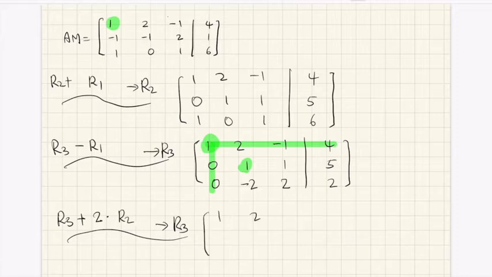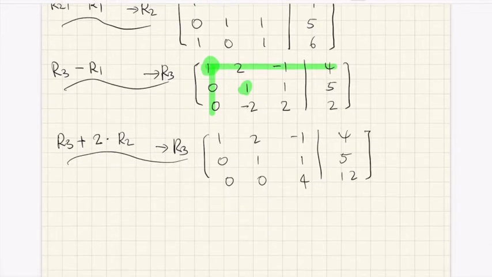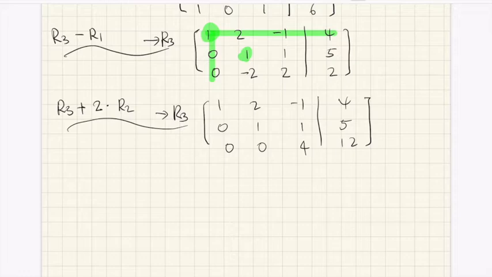Then first row is unchanged, second row is going to be unchanged, the third row will be changed. Now this can be the end of the forward elimination, but for simplicity we can do one further step to normalize the third row, which means I want to change 4 into 1. So what we do is scaling this time, not replacement. 1/4 of R3 replaced R3.